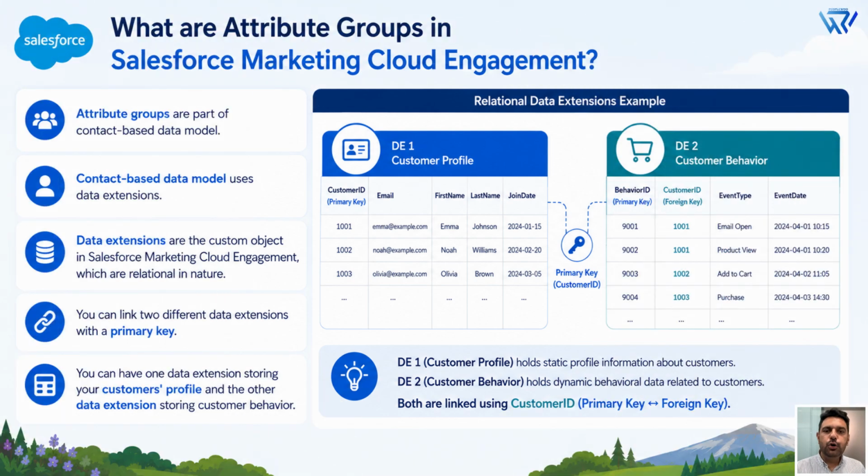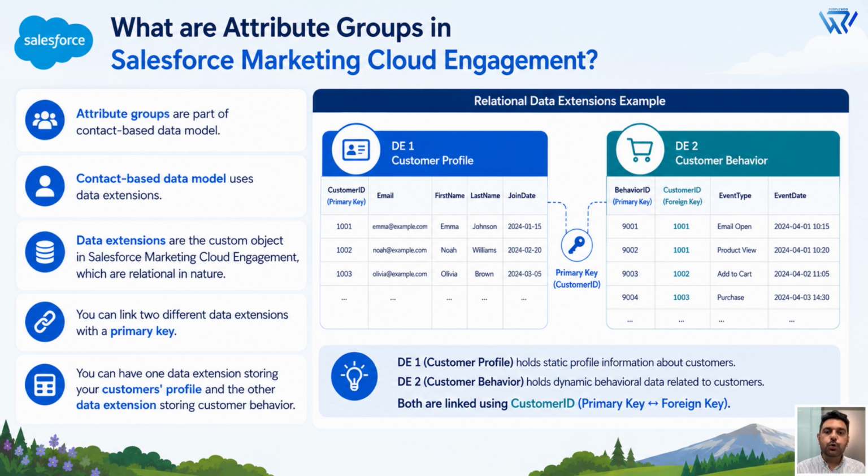What are attribute groups in Salesforce Marketing Cloud Engagement? Attribute groups are part of the contact-based data model. The contact-based data model uses data extensions. Data extensions are the custom object in Salesforce Marketing Cloud Engagement, which are relational in nature.